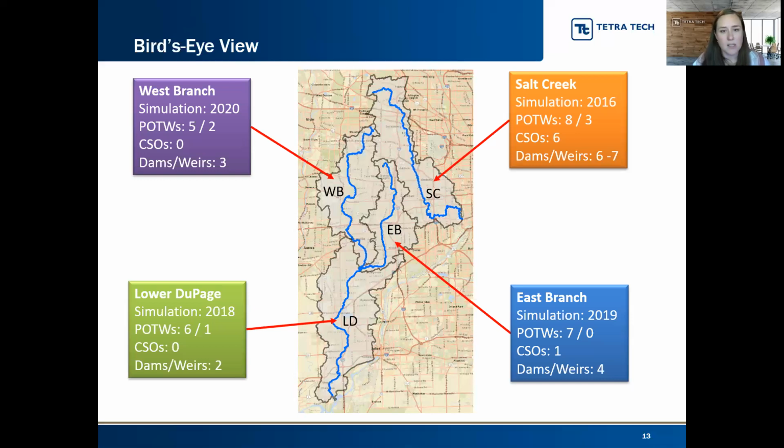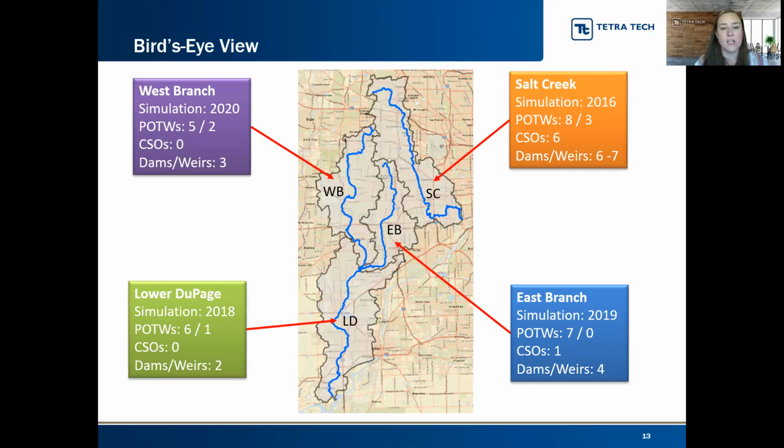I have also listed here the number of publicly owned treatment works in each of those watersheds. The slash, so for West Branch, I say 5/2. What I'm saying there is there are 5 on the main stem and 2 that discharge to tributaries. On Salt Creek, we have 8 that discharge to the main stem, 3 to tributaries. And a number of these main stems have dams and weirs of some form. Some of them are historic, some are not.